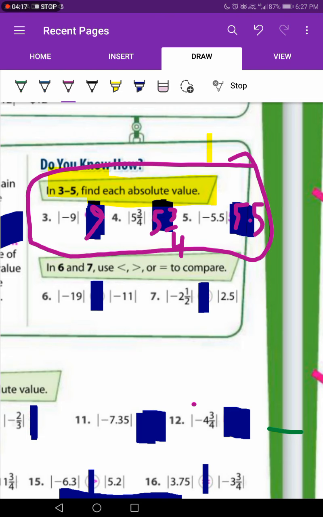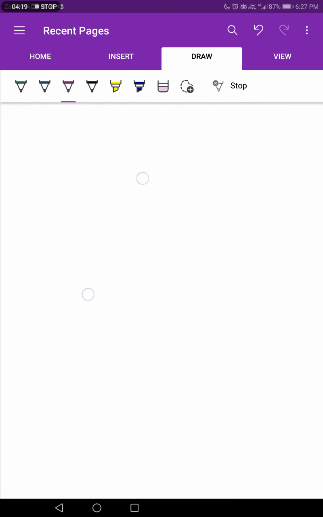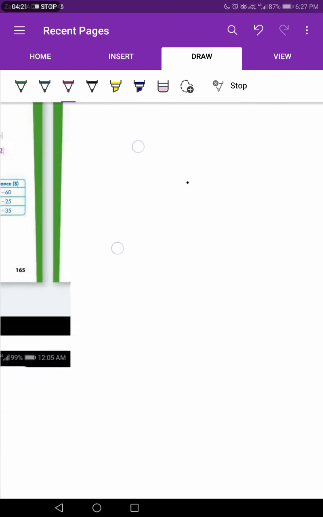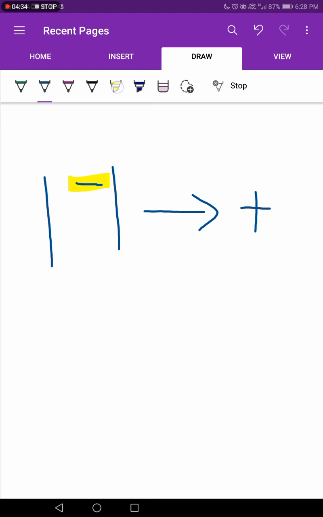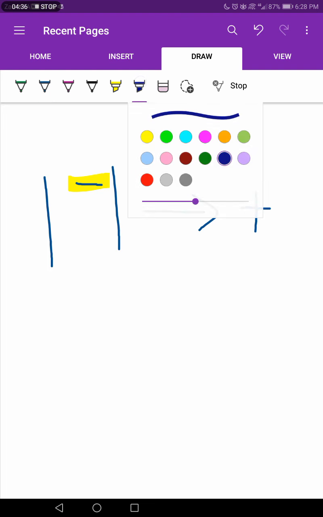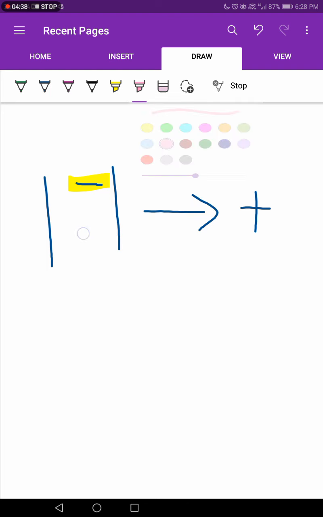So what do we conclude? Any number coming here, it will be positive, even if it is negative or positive, still positive.